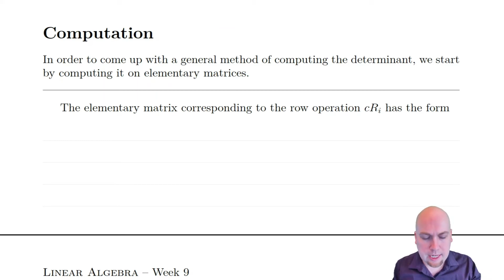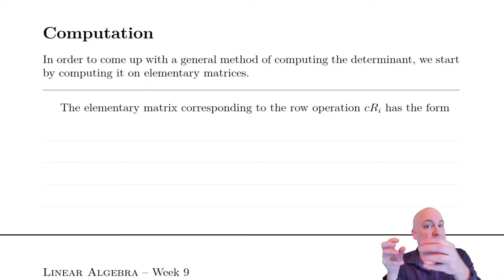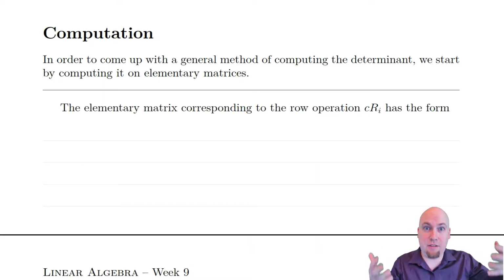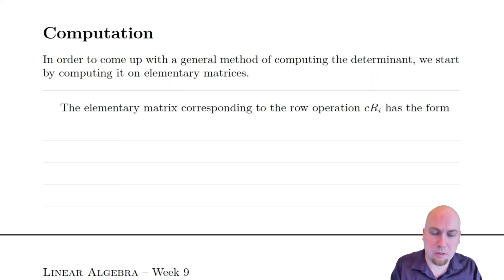The way that we're going to come up with this formula for computing it is we're going to ask the question, what does the determinant look like on elementary matrices? The reason for this is, remember back to when we learned about elementary matrices. We learned that every invertible matrix can be written as a product of elementary matrices. Because the determinant is multiplicative, if we can figure out what the determinant is for an elementary matrix, then we can just use multiplicativity to figure out how the determinant acts on arbitrary matrices. So that's where we're going, one step at a time though.